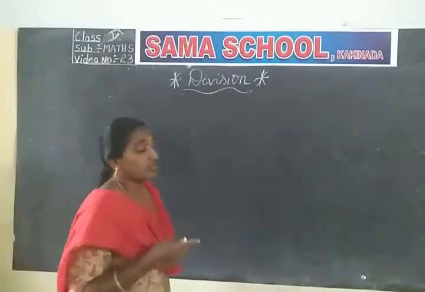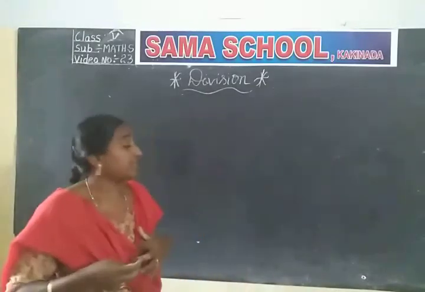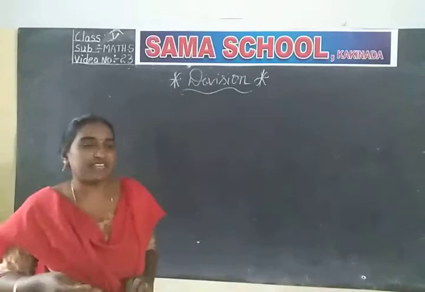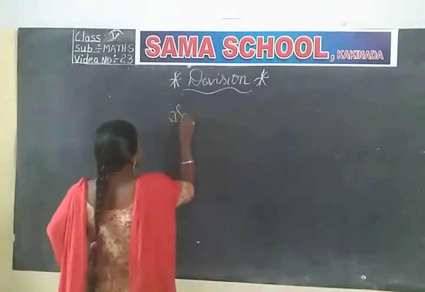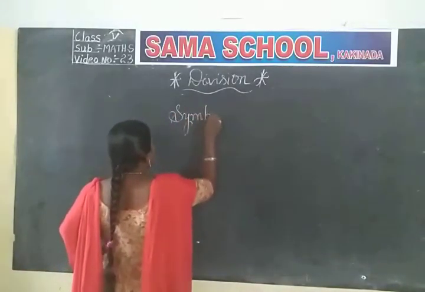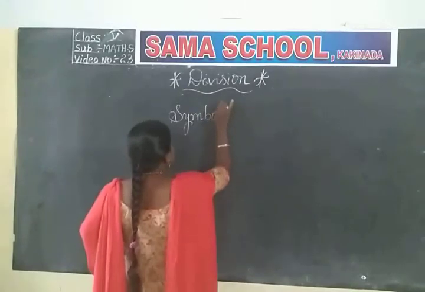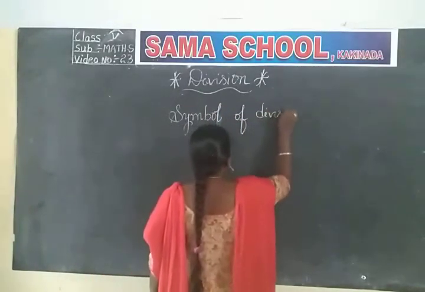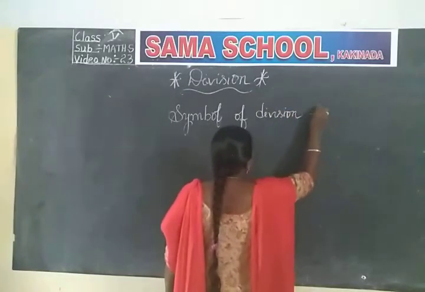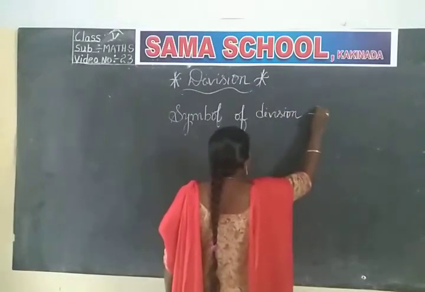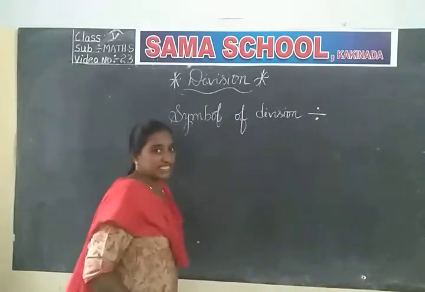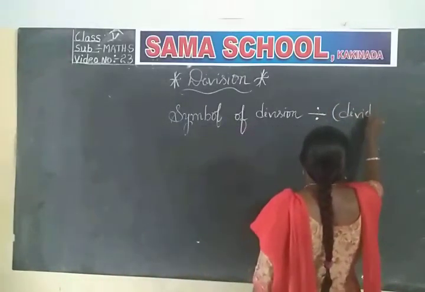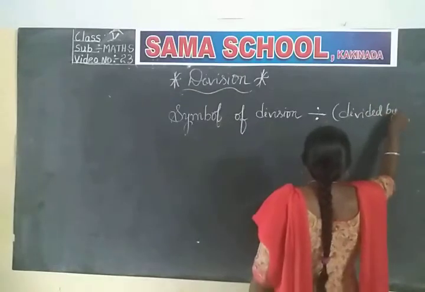Before going to the terms, I forgot to tell you one thing. Here we have a symbol to represent division. What is the symbol of division? The symbol of division is this one: a sleeping line with two dots, up and down. This is known as divided by.